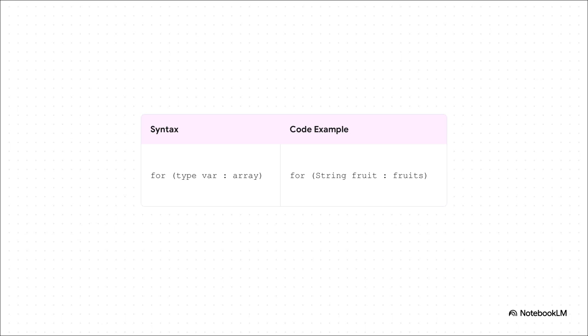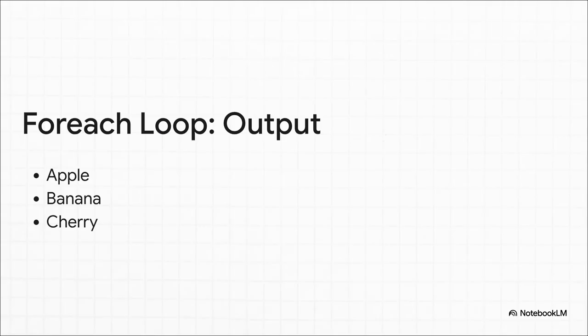For each string, which we'll call fruit, that you find inside the fruits array, just print it out. With every pass, that fruit variable automatically gets the next item. Now, there is a trade-off here, and it's an important one. With this simplicity, you don't know the index or the position of the item. So if you need to know where you are in the list, that classic for loop is still your better bet. And the result is, well, it's exactly what you'd expect.